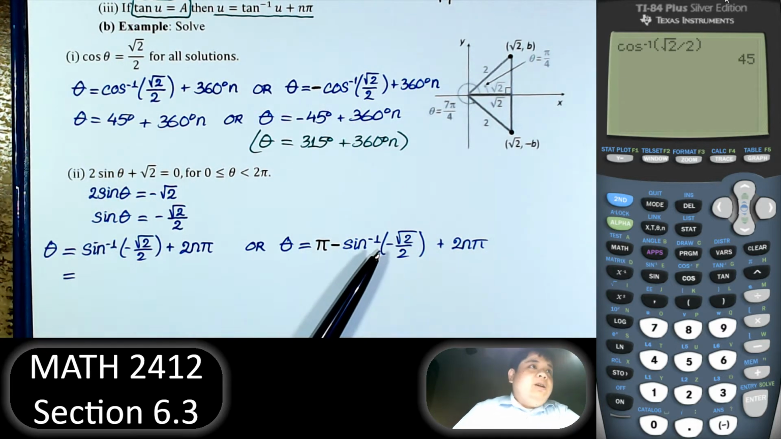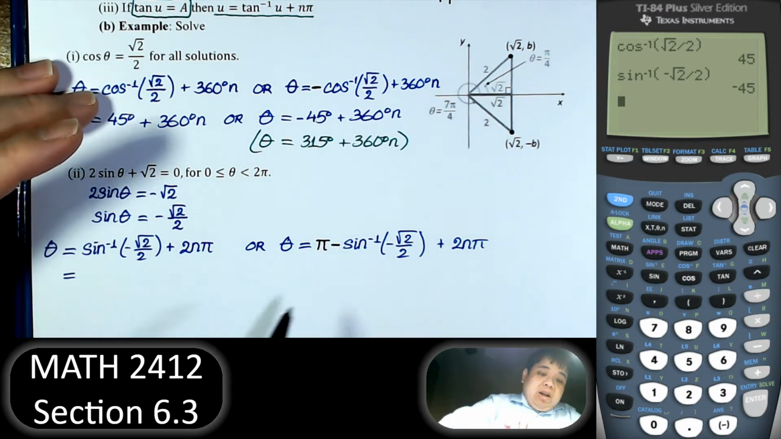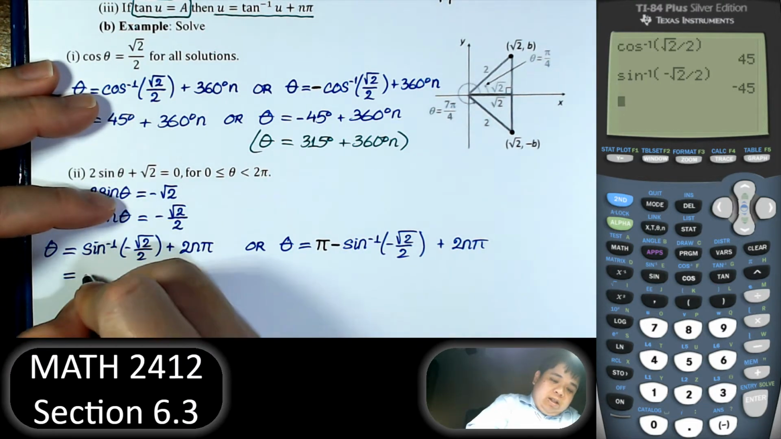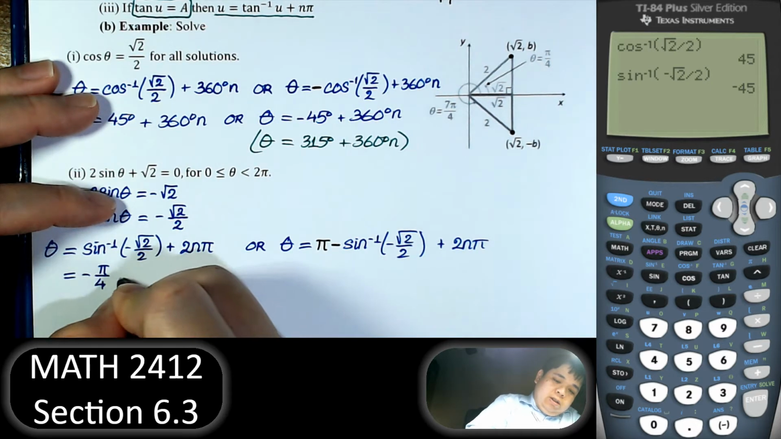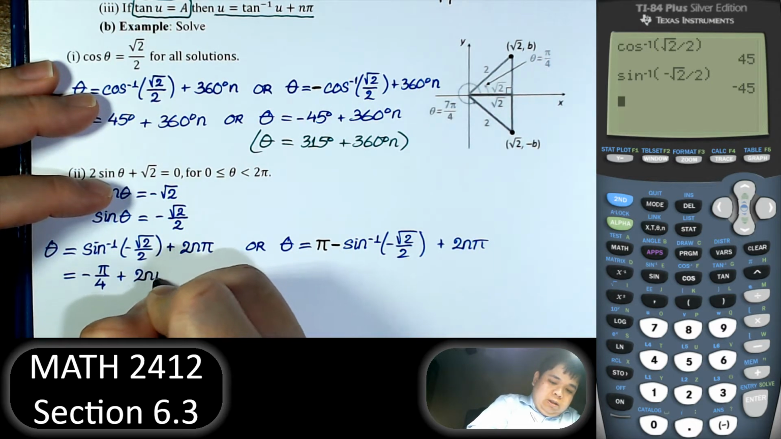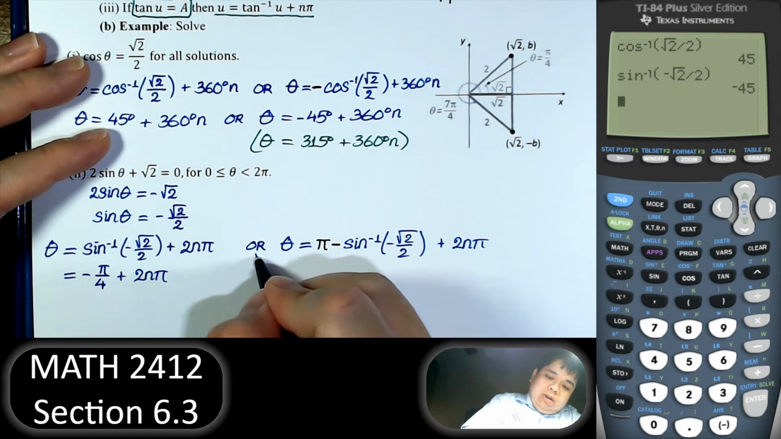Right, what is sine inverse of negative square root of 2 over 2? It is negative 45 degrees. Right, but this is in radian. Negative 45 degrees is negative pi over 4. Right, so that's one of them.